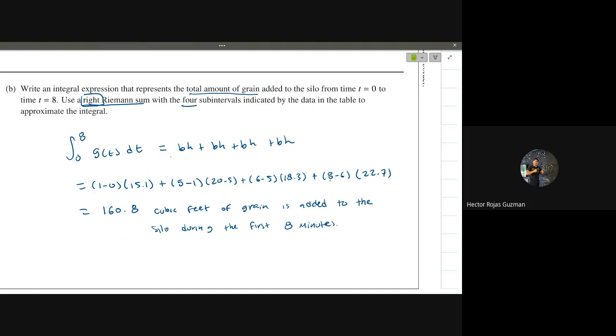Now, going back to the question, it says that you want to do an integral that represents the total amount of grain added. You could technically put the absolute value of g of t, but the reason that I didn't is because g of t already represents grain added. So automatically it's already positive. But putting the absolute value is not going to be wrong here.